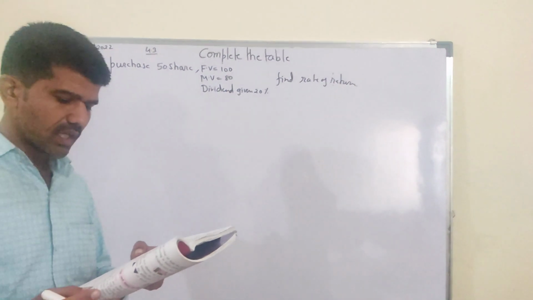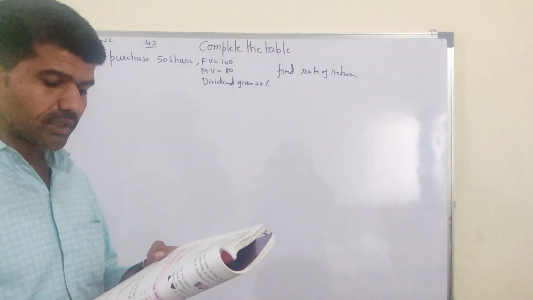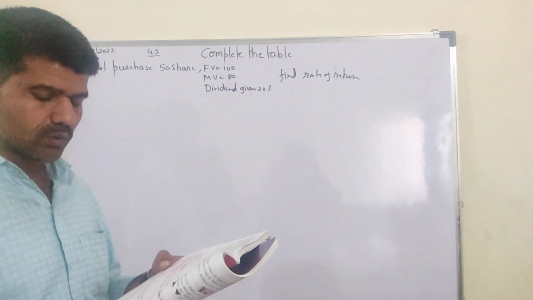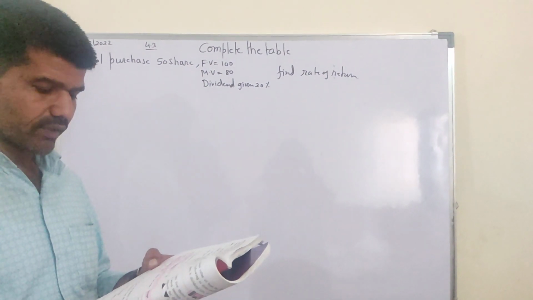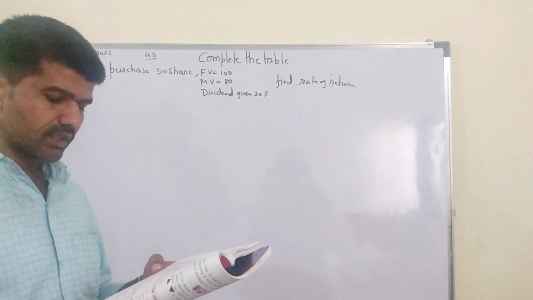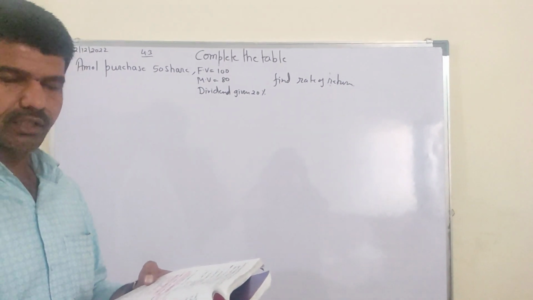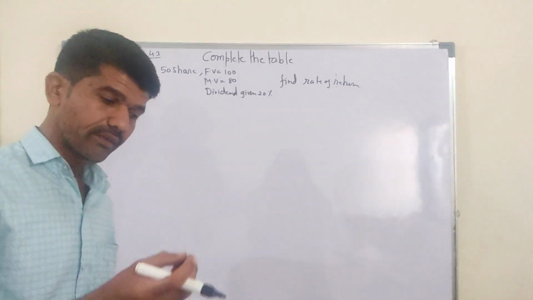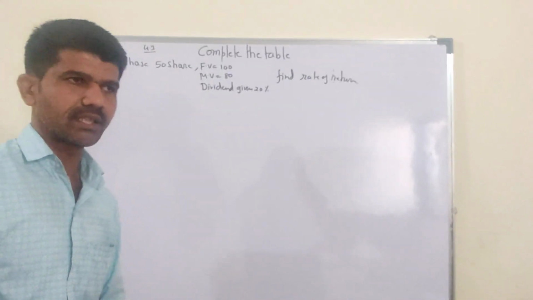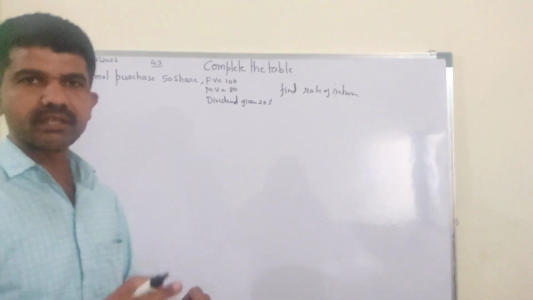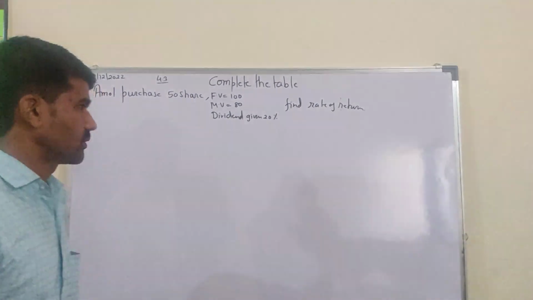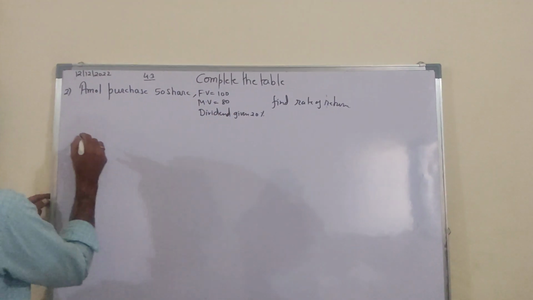Question number 2. Amol purchased 50 shares of face value rupees 100 when the market value of the share was rupees 80. The company has given 20% dividend. Find the rate of return on investment. Rate of return answer will always be in percentage. Keep this in mind. Now, what do you want to find? The rate of return.